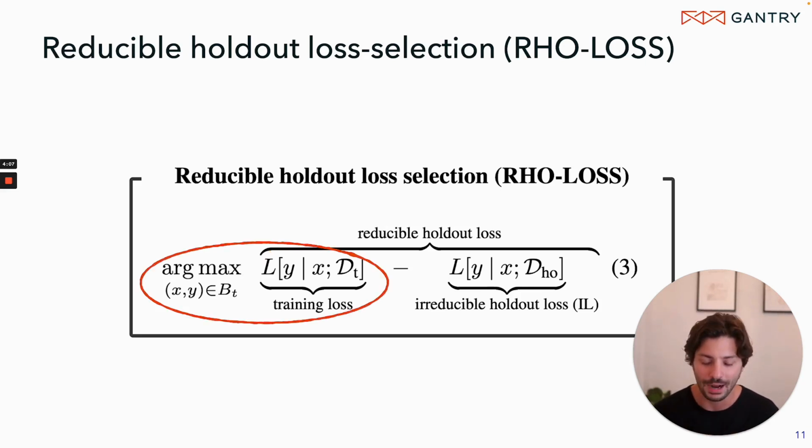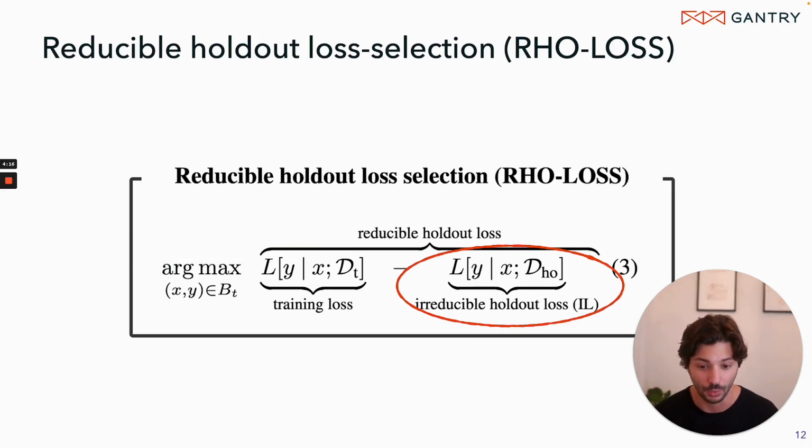So if we take the argmax over all of these loss terms, that's saying, show me the points in the batch with the highest training loss. And that's just the baseline that we looked at before. Now shifting our attention to the part on the right, what this notation means is, let's calculate the same loss function L on the same point (x, y), but for a different model. Instead, it's a model trained not on our training set, but on a holdout set D_ho.